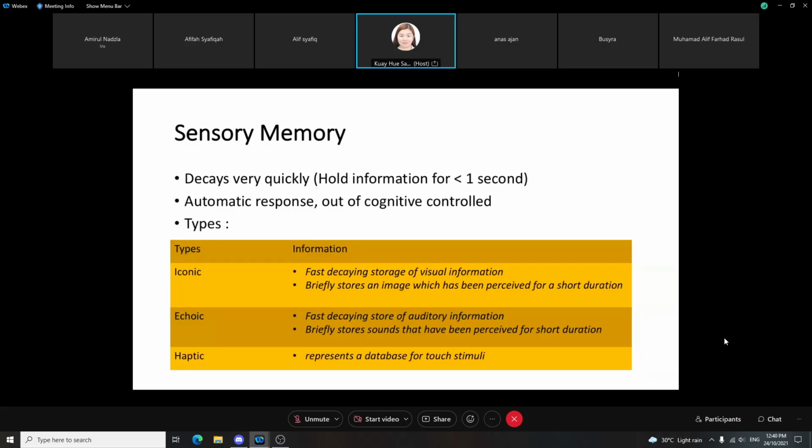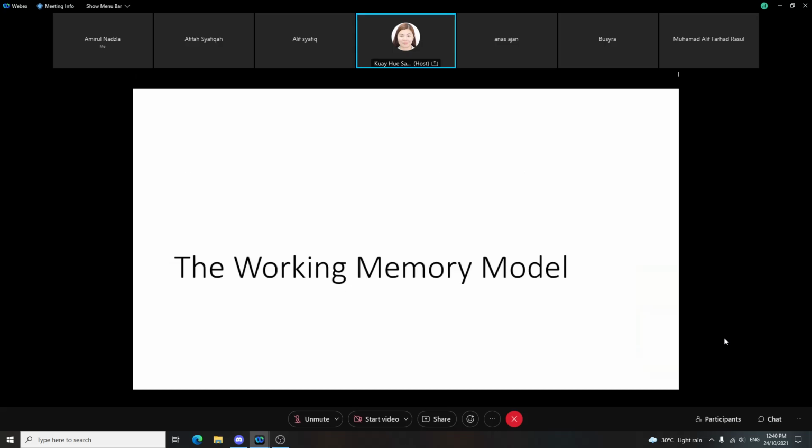Like a friend showing you the picture of his new girlfriend or boyfriend, for instance, just one quick flash in front of your face and then pulling it away. Then you cannot actually register it, unless you have photographic memory, then you remember exactly who that is. Echoic is whatever that you hear. Fast decaying as well. Auditory information, briefly storing sounds that have been perceived for a short duration. And haptic represents a database of touch stimuli.